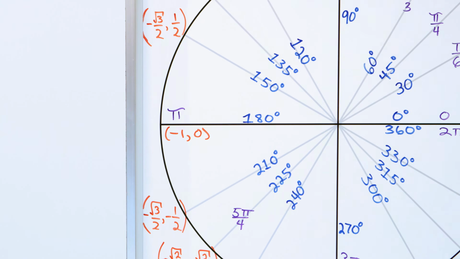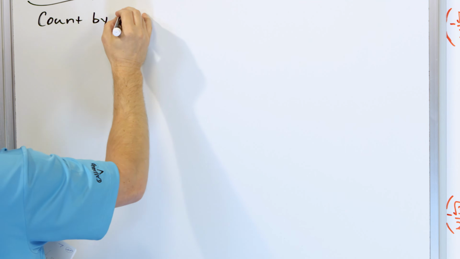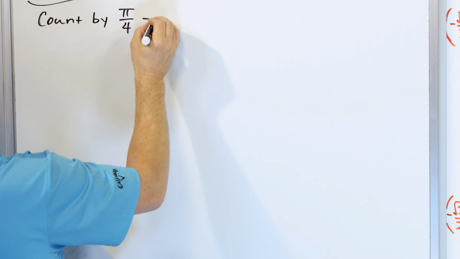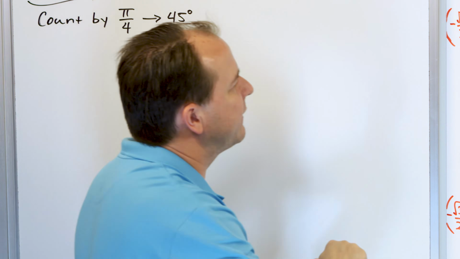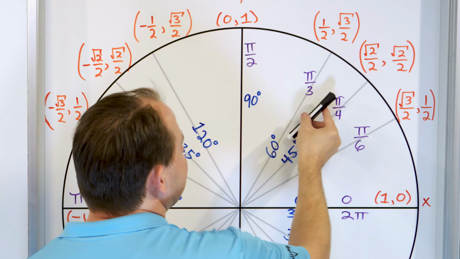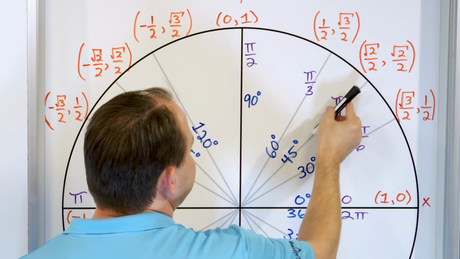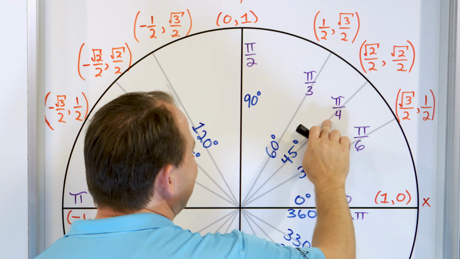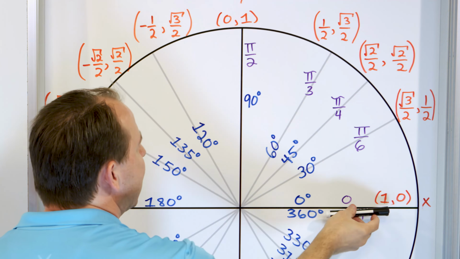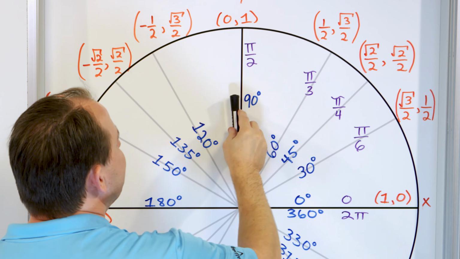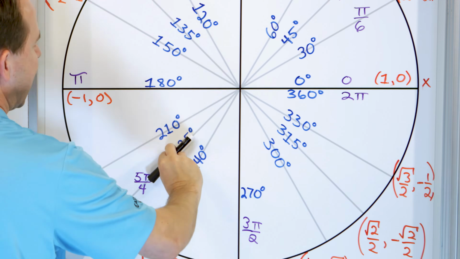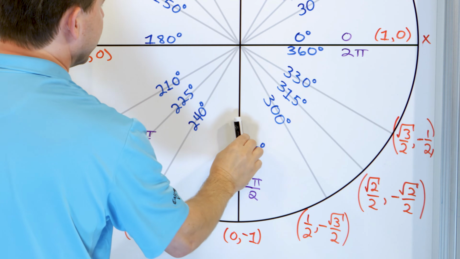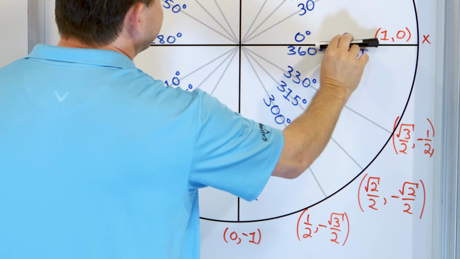Now the next thing we want to do is start to count by increments of pi over 4s, which is 45 degrees. Remember, it's the only one that has a 4 in the bottom, so it's 45 degrees. So a chunk that we're going to count by now is a 45-degree chunk, which is a pi over 4 radian chunk of the circle. So here's how we count. 1 pi over 4, 2 pi over 4s, 3 pi over 4s, 4 pi over 4s, 5 pi over 4s, 6 pi over 4s, 7 pi over 4s, 8 pi over 4s.